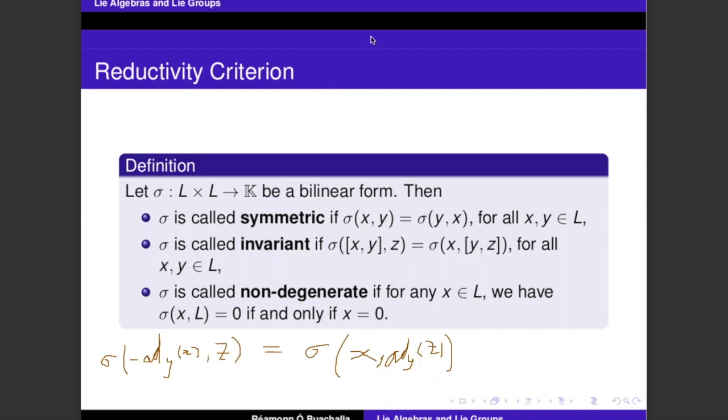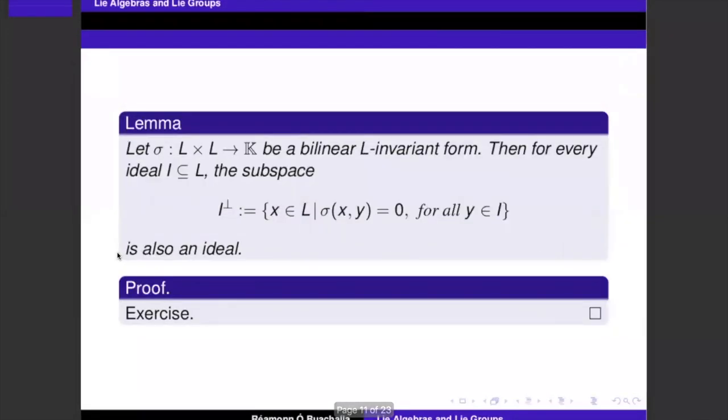And we move on. So, if we have a bilinear form, what can we do? Well, let's forget about the L invariance for the moment. If you have a bilinear form, then you can always construct the perp space, which is just going to be all elements in L that are perpendicular, which is just a way of saying that when you put them into the bilinear form with every other element in the ideal, you're going to get 0.